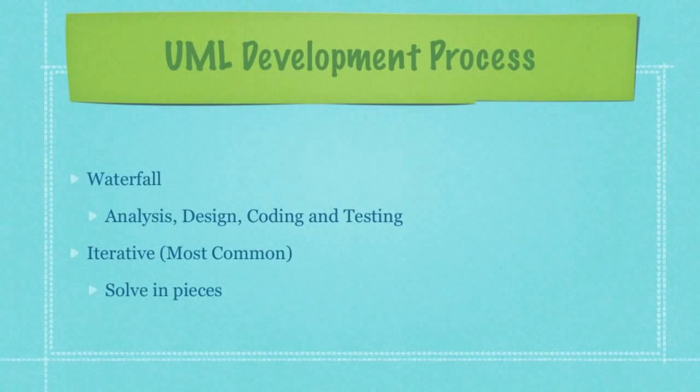The iterative way to break up a project, however, solves all of the different pieces of your project in pieces. So you're going to define the different pieces of your functionality of your system right from the beginning, and then you're going to go through the process of analysis, design, coding, and then testing on each of these individual pieces before you move on.